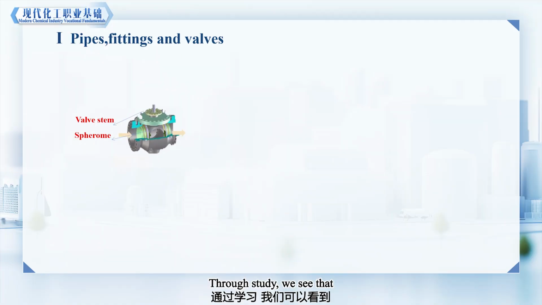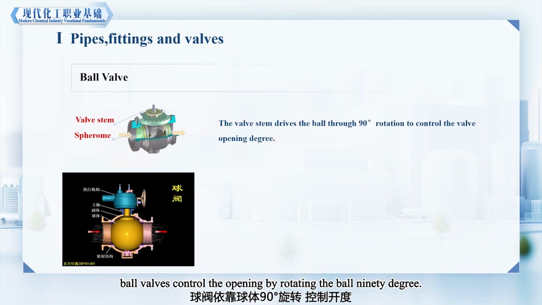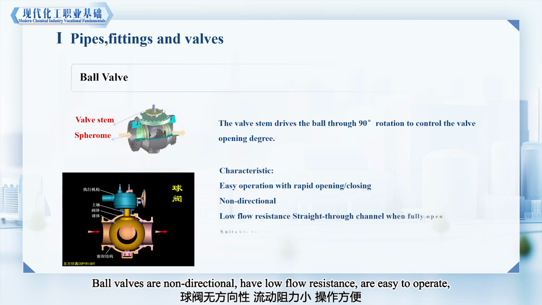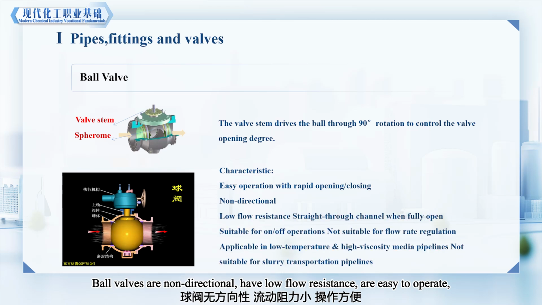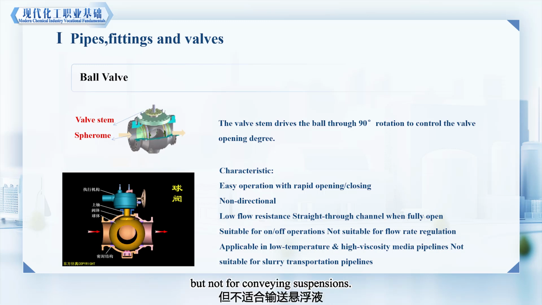Through study, we see that ball valves control the opening by rotating the ball 90 degrees. Ball valves are non-directional, have low flow resistance, are easy to operate, and are suitable for low temperature and high viscosity pipelines, but not for conveying suspensions.